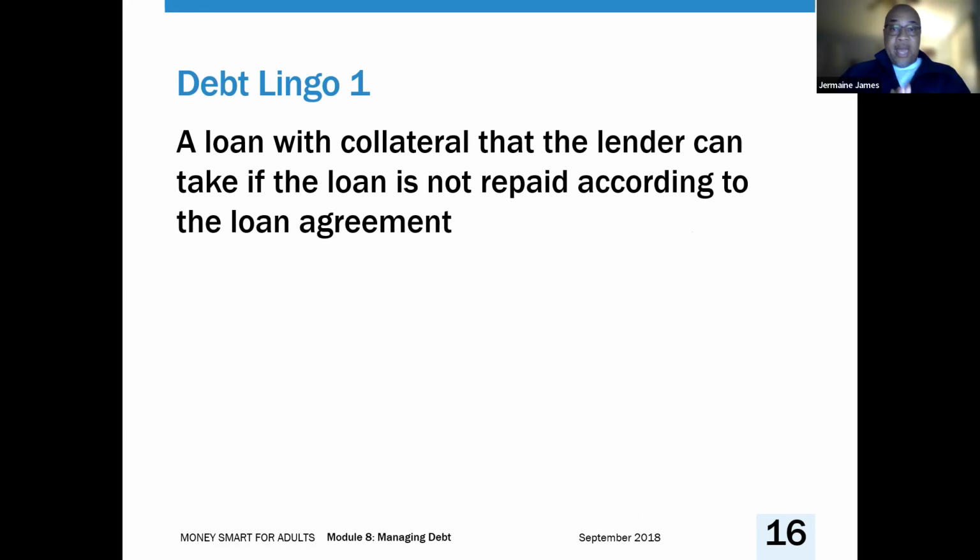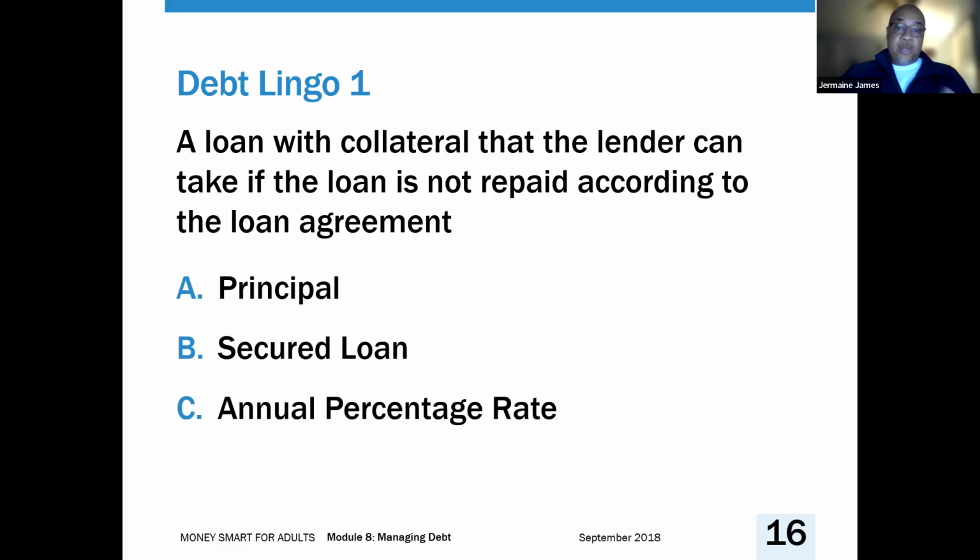A loan with collateral that the lender can take if the loan is not repaid according to the loan agreement is what kind of loan? Principal, secured, or annual percentage rate? Select your answer. I know what the answer is, and it's something we can always revisit at a later time, but here's the first question to think about. A loan with collateral that a lender can take if the loan is not repaid according to the loan agreement. Pick your answer right there.